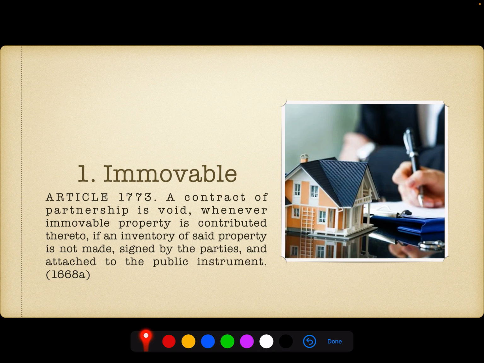Okay, so as for the inventory, its purpose is to show how much is due from each partner to complete the partner's share in the common fund, and how much is due to each of them in case of liquidation. Now, what if there is personal property contributed along with real property? If you look at 1773, it says that an inventory must be made of immovable property. Therefore, if there is personal property, there is no requirement to include it in the inventory. But if you include personal property in the inventory, of course, that's allowed. I'm just clarifying that failure to include personal property in the inventory will not make the partnership contract void.